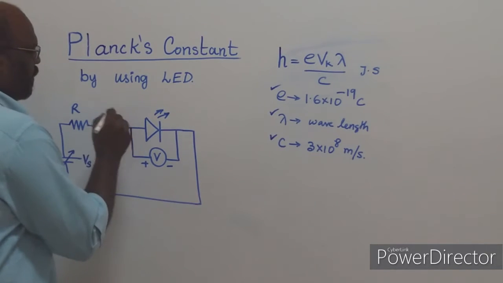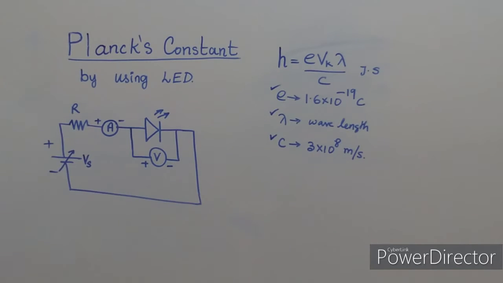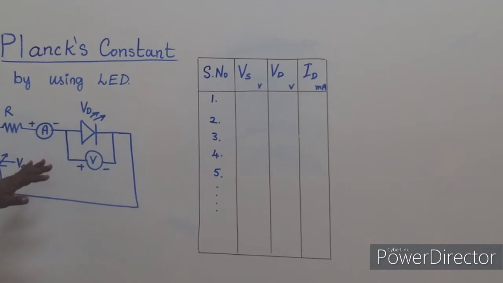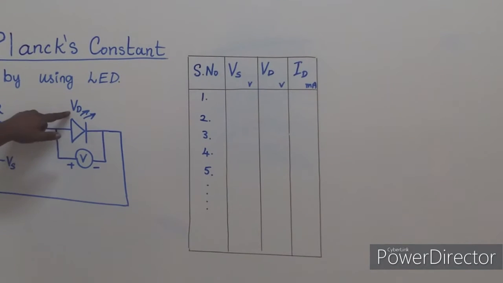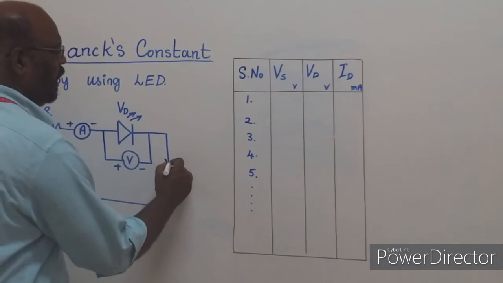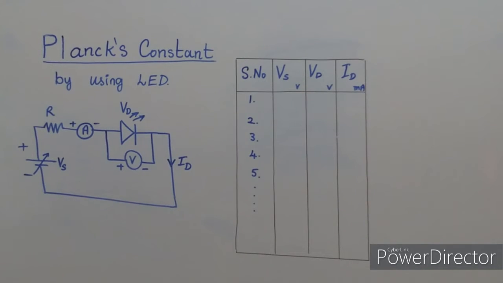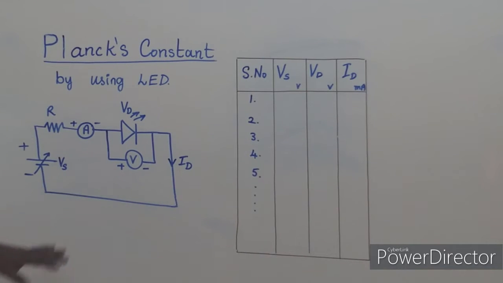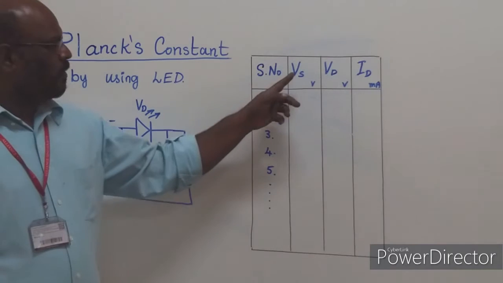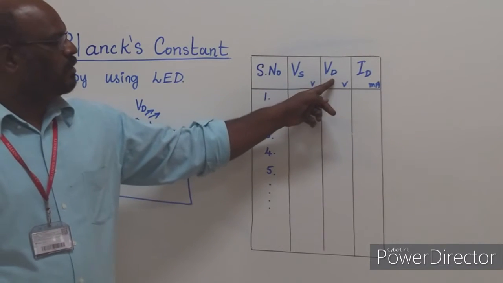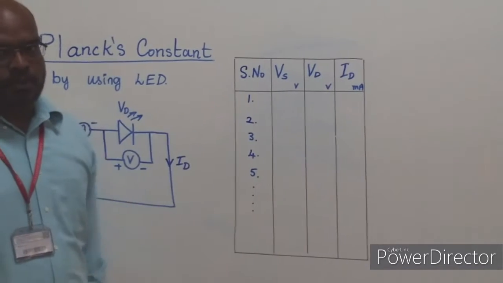So again, this is positive, negative. So this is the circuit. From the circuit, Vd is the voltage across the diode, Vs is the applied voltage, and the current Id is the current flowing through the diode. So we have to measure the serial number, Vs applied voltage, voltage across the diode, and current through the diode.